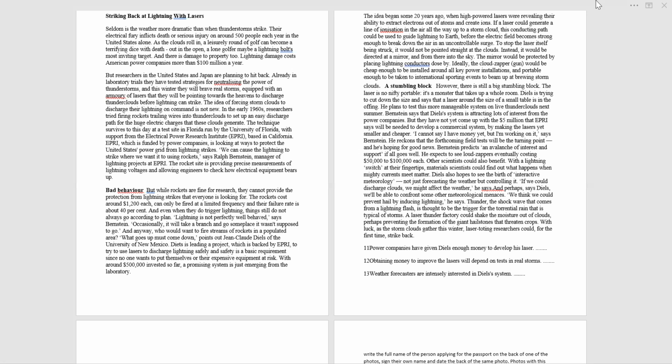Weather forecasters are intensely interested in Dial's system. Dial is saying here that it could benefit the scientists, and then he's talking about controlling the weather and forecasting as well. But nowhere has it mentioned, if you read it through, that the weather forecasters themselves are intensely interested in Dial's system. So it is a not given answer. So it goes no, yes, and then not given, right? Any doubts here?